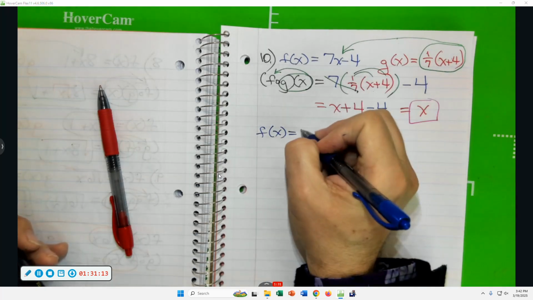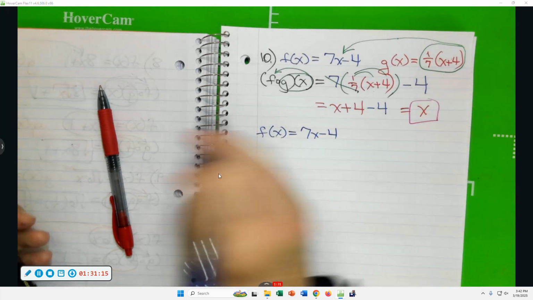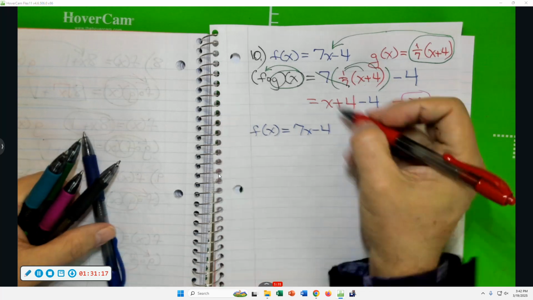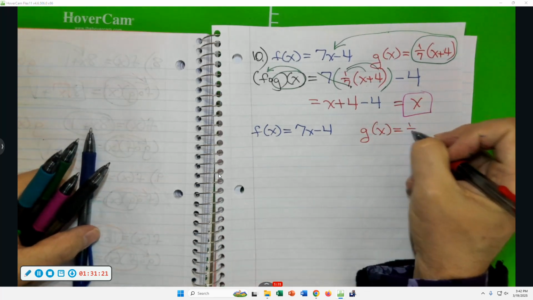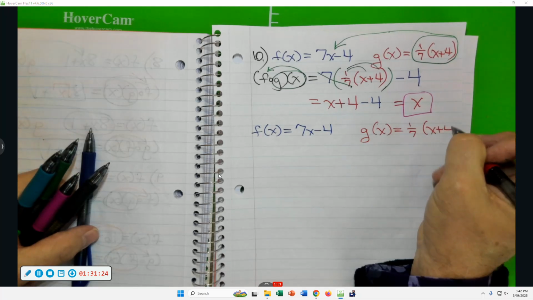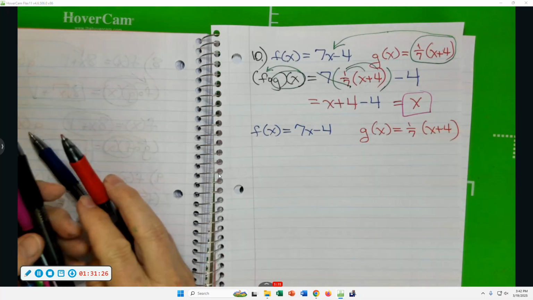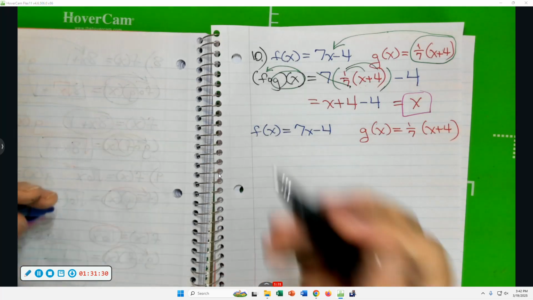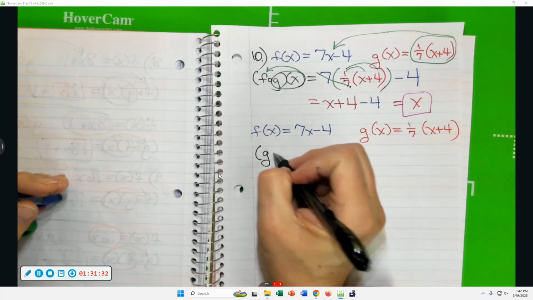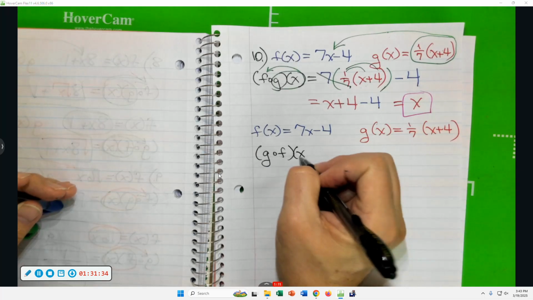Okay, f of x, that's 7x minus 4. I'm just recopying the original problem because it gets so messy drawing those circles and arrows. Now we found f composed with g. Now we have to go in the other direction with g first. G composed with f of x.